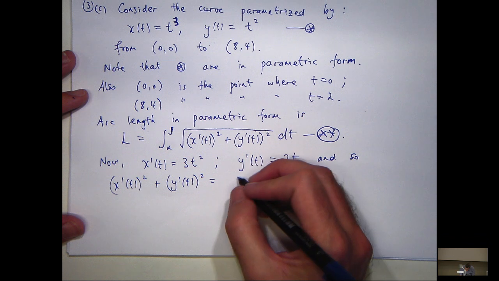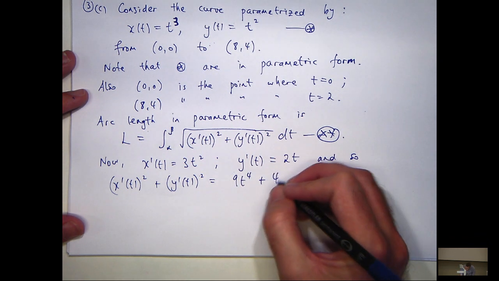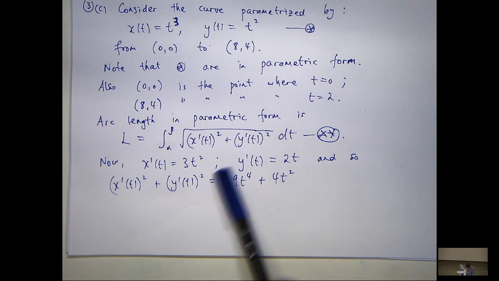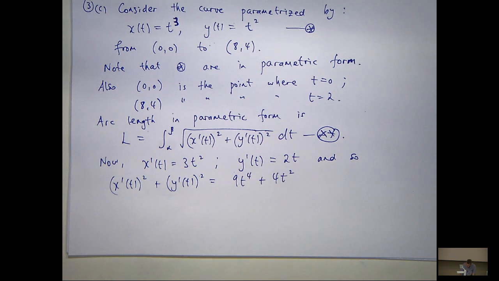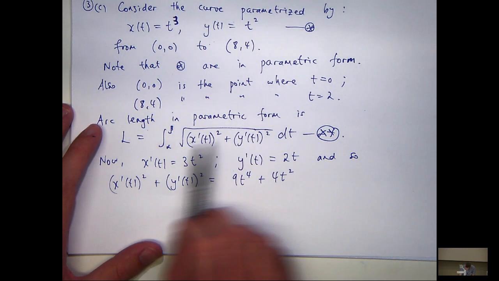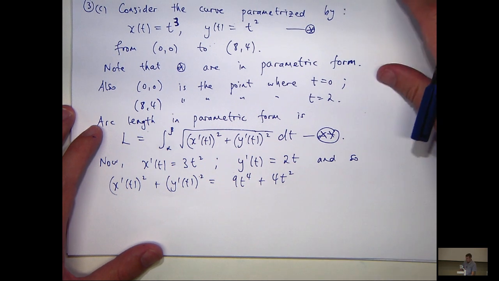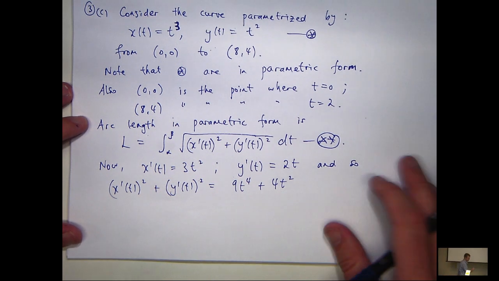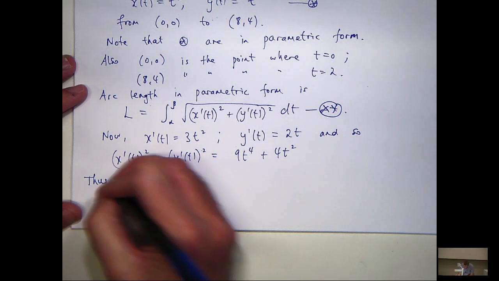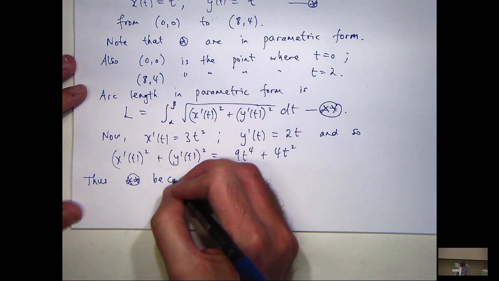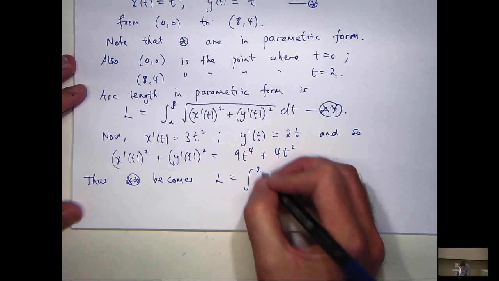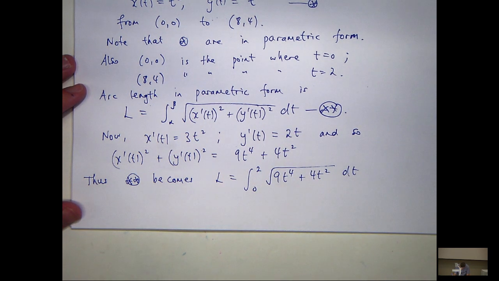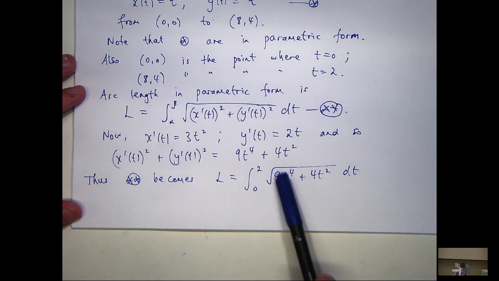Okay, so let's square those. I'm going to get 9t to the power 4 plus 4t squared. Now you can see there's a common factor. We're going to have to take the square root of this. There's a common factor of t squared, and actually that's going to help us in the integral. So let's put it back in here and integrate from t equals 0 to t equals 2. Let's take out a factor of t squared in here, and when we square root it, it'll just give you t.